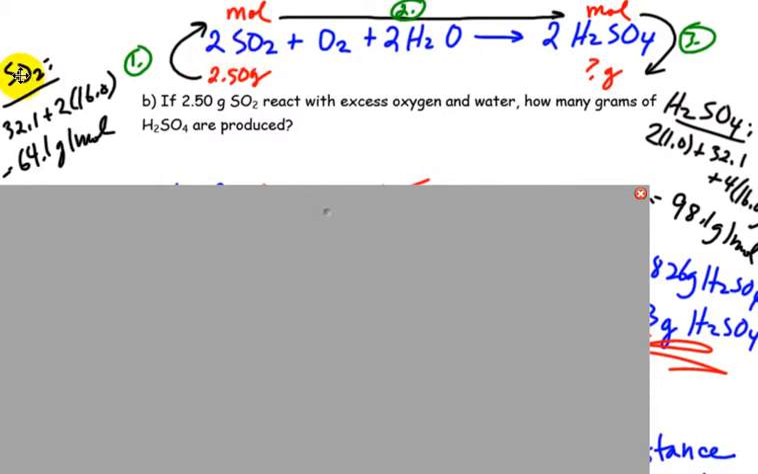The molar mass of sulfur dioxide, 32.1 is 1 sulfur, 2 times oxygen, 64.1 grams per mole. H2SO4, 2 hydrogens, 1 sulfur, 4 oxygens, 98.1 grams per mole. See if you can set it up and get the final answer, which you can kind of see here. But maybe pause the video right now and see if you can do that. Okay? So pause it now.